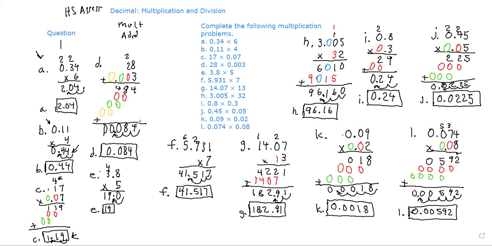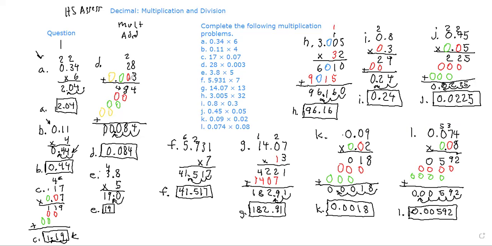So 4 plus nothing is 4. 8 plus 0 is 8. 0 plus 0 plus 0 is 0. And again, 0 plus 0 is 0. And 0 plus 0 is 0.